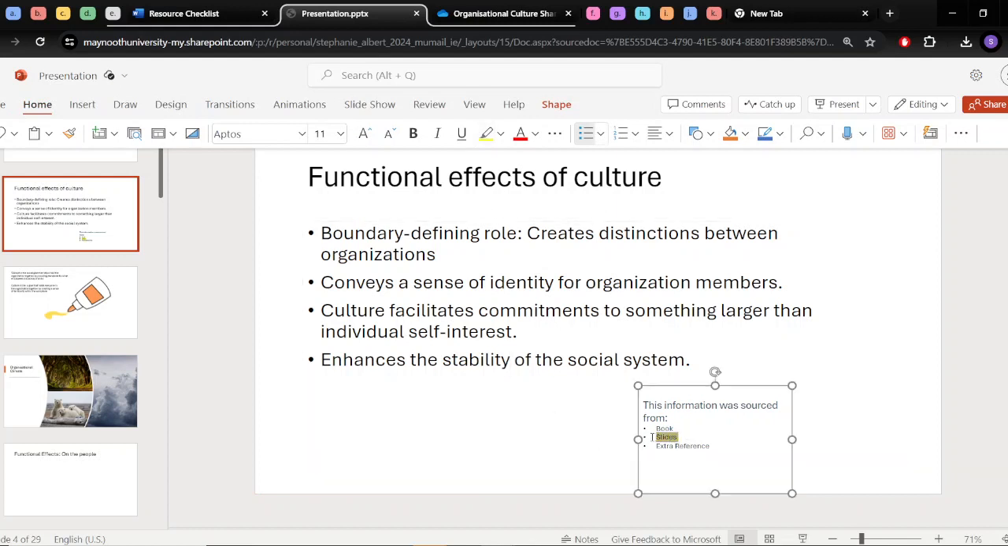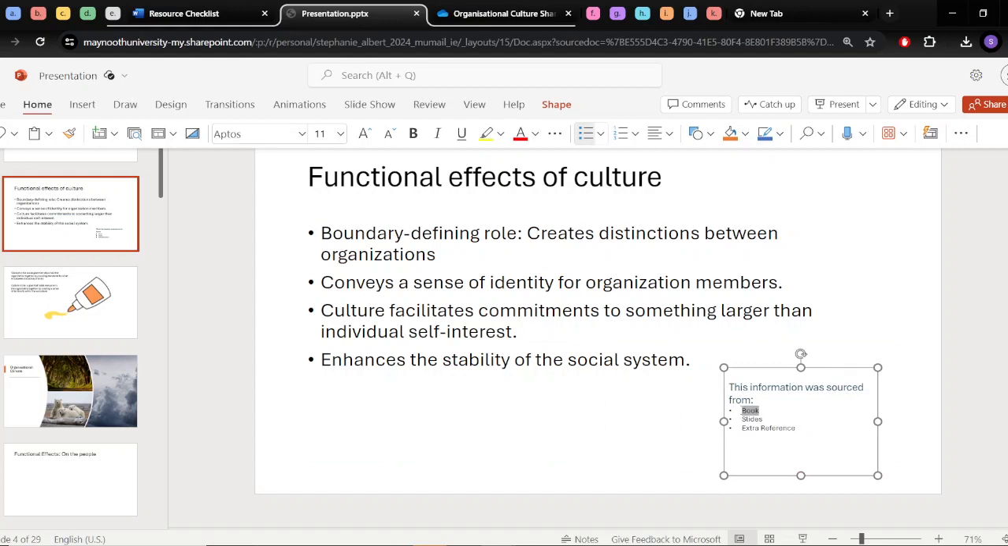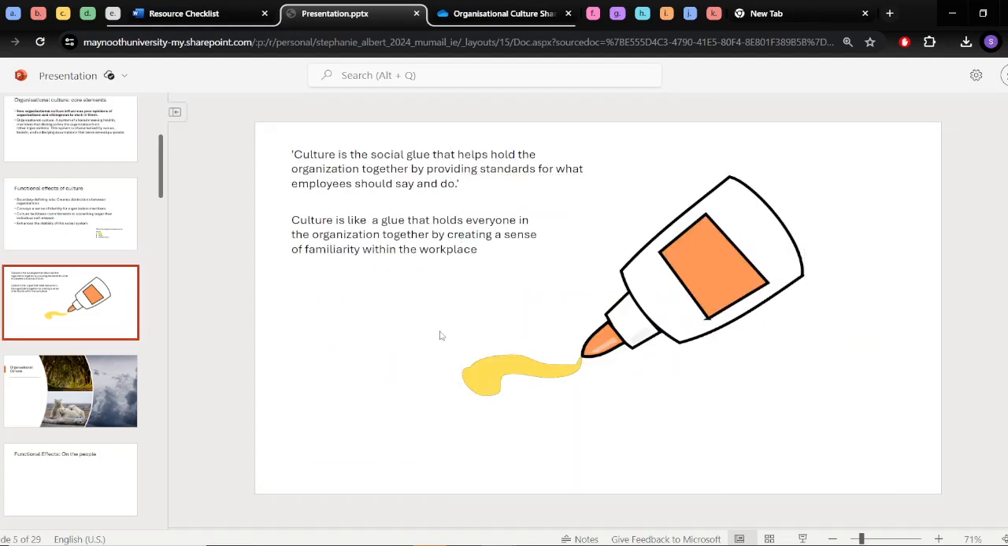No, I didn't get it from... Actually, I got this from the book. Sorry. Yeah, I got this info from the book. And same here. I got this info from the book, okay?